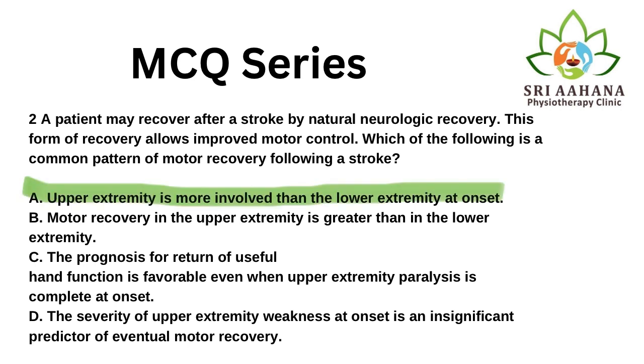The correct answer is A. The upper extremity is usually more involved than the lower extremity at onset. In spite of this, motor recovery in the upper extremity is less than lower extremity motor recovery during rehabilitation.